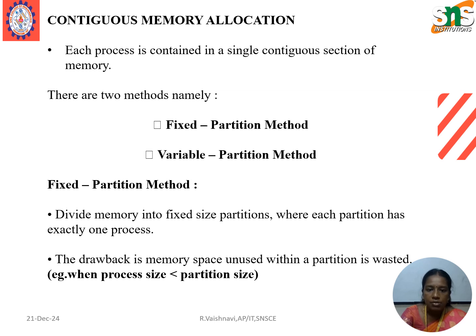There are two methods, namely the fixed partition method and the variable partition method. The first one is the fixed partition method. That is, divide the memory into fixed size partitions where each partition holds exactly one process. The drawback is that the memory space unused within the partition is wasted. For example, when the process size may be greater than the partition size. It is the main drawback of the fixed partition method in contiguous memory allocation.